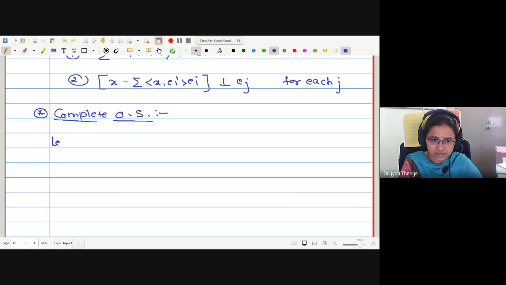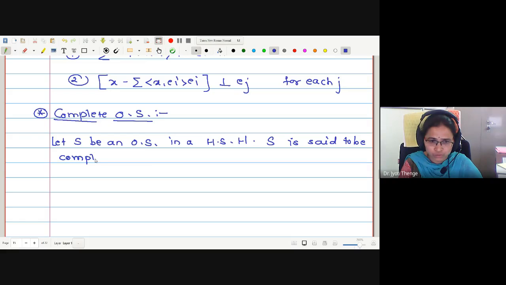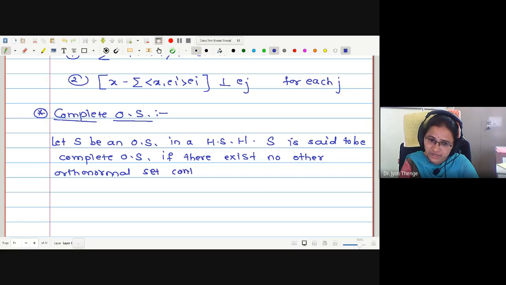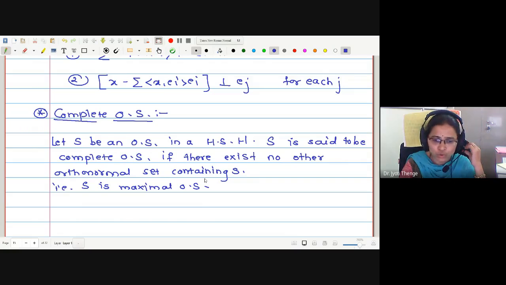Okay, let me just write it. Let S be an orthonormal set in a Hilbert space H. S is said to be a complete orthonormal set if there exists no other orthonormal set containing S. Okay, is everyone getting the point? No other orthonormal set is going to exist which contains S. That is, in other words, here I can write S is a maximal orthonormal set, a bigger one. S must be the biggest orthonormal set.